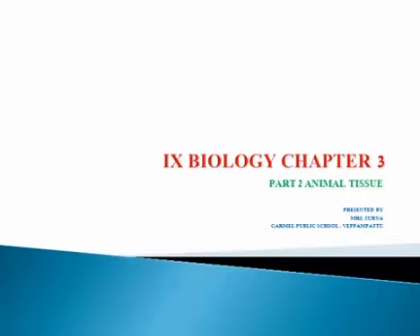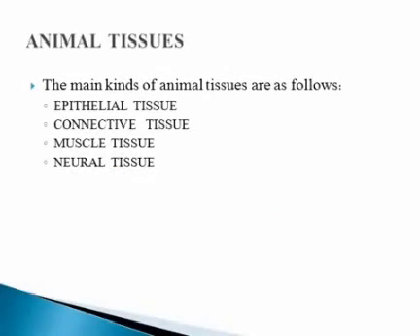Xylem is responsible for transporting the water and minerals absorbed by the root from the soil, and phloem transports the food materials prepared in the leaves to the other parts of the plant. We have seen the components of xylem and phloem. So these are the things we have covered in plant tissue. We are going to see about animal tissue.